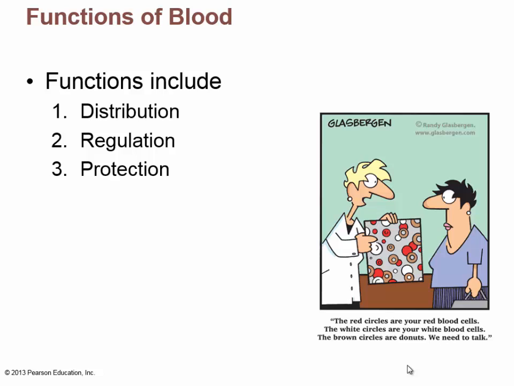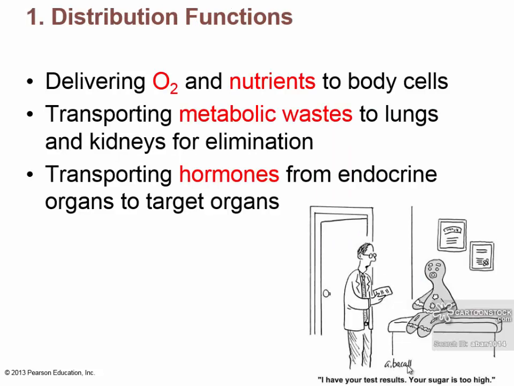Now, there are three big groupings of functions of the blood. So three big categories of different functions of the blood. Blood has distribution functions, it's got regulation functions, and it has protection functions. Some of the distribution functions that it has: distribution is distributing stuff, so oxygen and nutrients, dropping them off at the different types of cells and tissues that need the oxygen and nutrients.